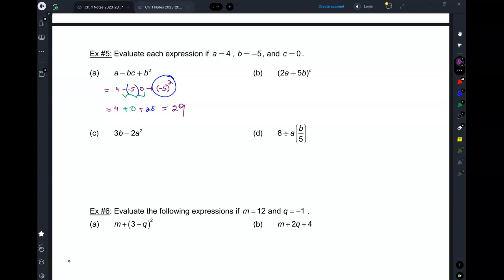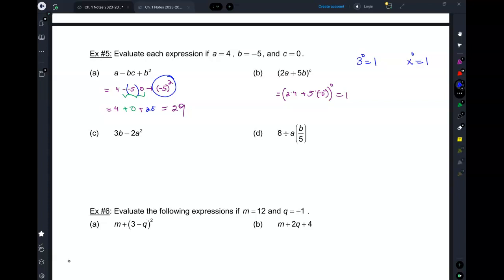Okay. Well, the next one's kind of fun. So I have 2 times 4 plus 5 times negative 5 to the power of 0. What's anything to the power of 0? Oh, it's just a 0. It's a 1. It's just itself? It's 1. It's just 1. So this whole thing is just 1. So if I have 3 to the 0, it's 1. If I have x to the 0, it's 1. So anything to the 0 is 1.